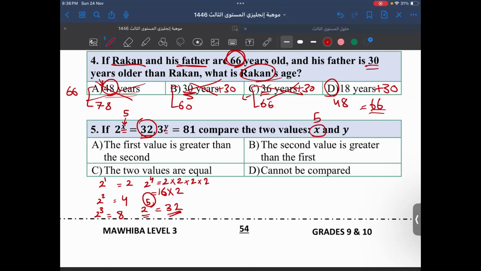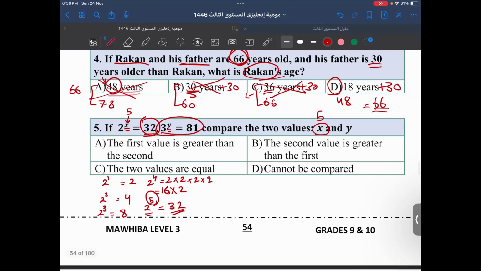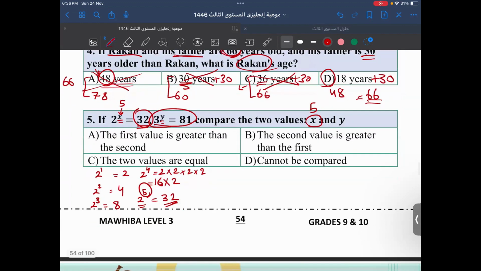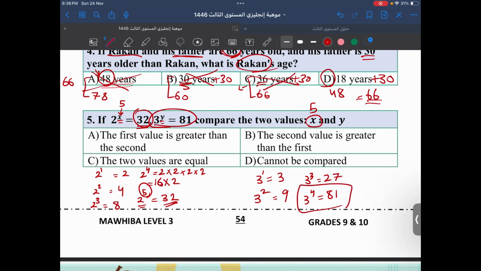Now we have to do the same thing for 3 to the power of y equals 81. So 3 to the power of 1, we know that is 3. 3 to the power of 2 is 9. 3 to the power of 3 is 27. And 3 to the power of 4 equals 81. Okay, so each time I multiply it by 3 more.